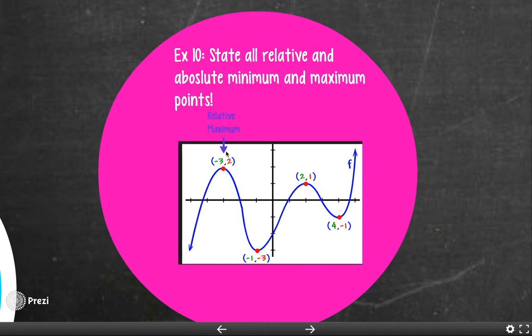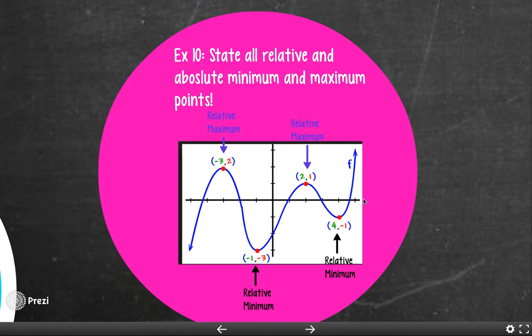This is a relative maximum at -3.2 because it's not the absolute highest point, but it is kind of on top of the mountain, or kind of like a maximum. This one's a relative minimum because it's not the absolute lowest point. The graph's going to keep heading down, and it's kind of at a minimum looking kind of point, so it's a relative minimum. This one's a relative maximum because it's not the absolute highest. The graph's going to keep heading upward, but it is kind of a maximum looking kind of thing.